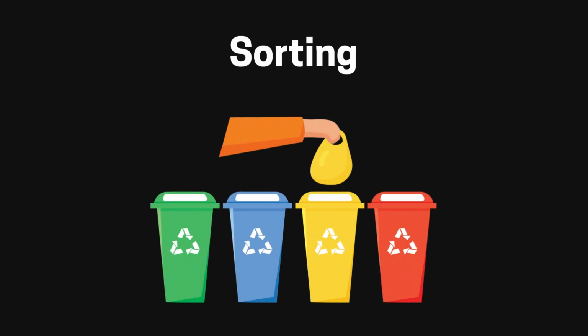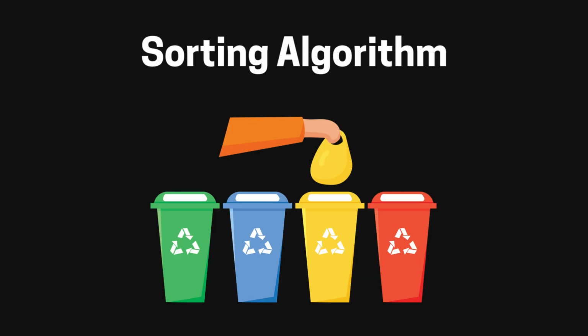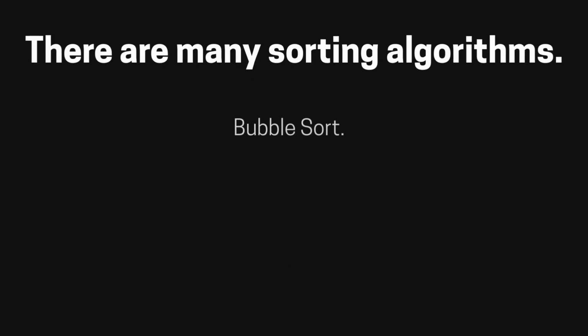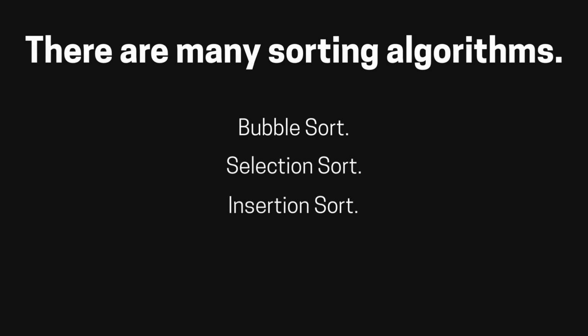The second major category is sorting. Sorting algorithms arrange data in a specific order. For example, arranging numbers from smallest to largest. There are many sorting algorithms: bubble sort, selection sort, insertion sort, merge sort, quick sort. Some are simple but slow. Some are complex but very fast.